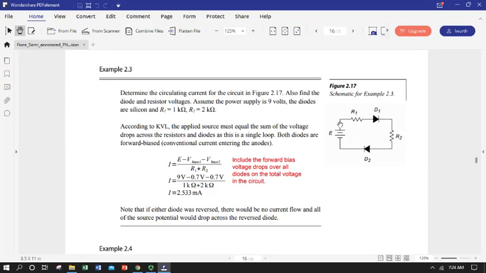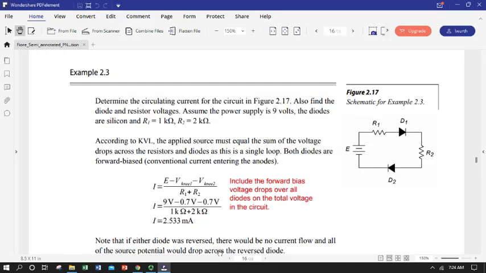Okay, what if we doubled up on our diodes? What if we did a twofer? We can actually use Kirchhoff's voltage law to walk our way through this. So let's see which diode model we need to use. We're told somebody wants to know the circuit current, and everything's in series, so everything's getting the same current. So we only need to find one current. And somebody wants to know the diode and resistor voltages.